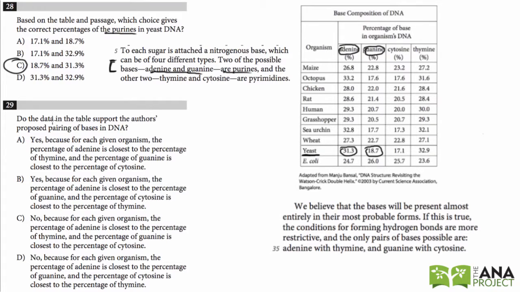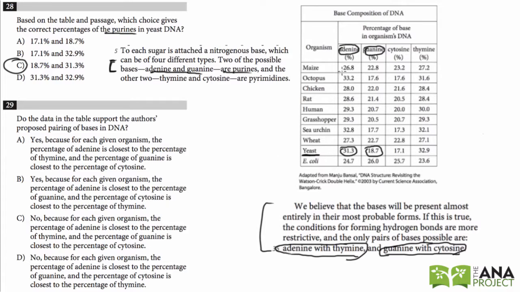Do the data in the table support the author's proposed pairings of bases in DNA? I pasted lines 31 through 35 of the passage. The authors say, we believe that the bases will be present almost entirely in their most probable forms. If this is true, the conditions for forming hydrogen bonds are more restrictive, and the only pairs of bases possible are adenine with thymine and guanine with cytosine. So this is the most important part of the sentence: adenine pairs with thymine, guanine pairs with cytosine.